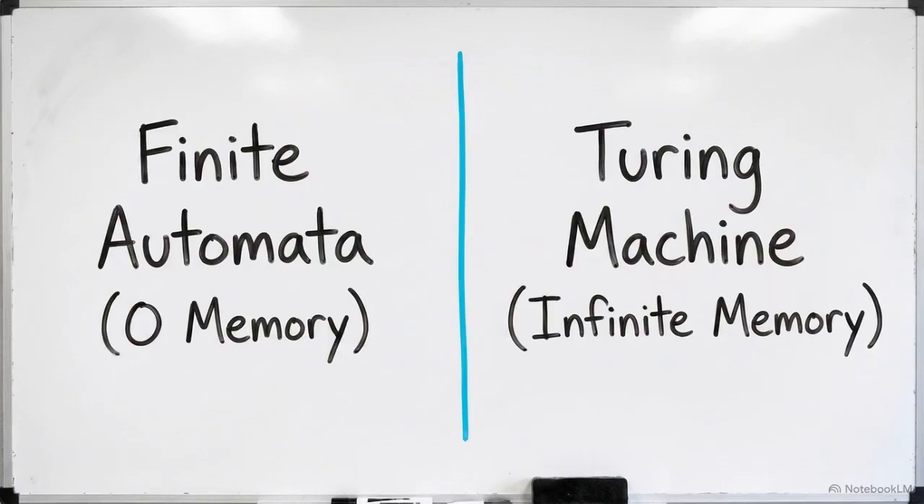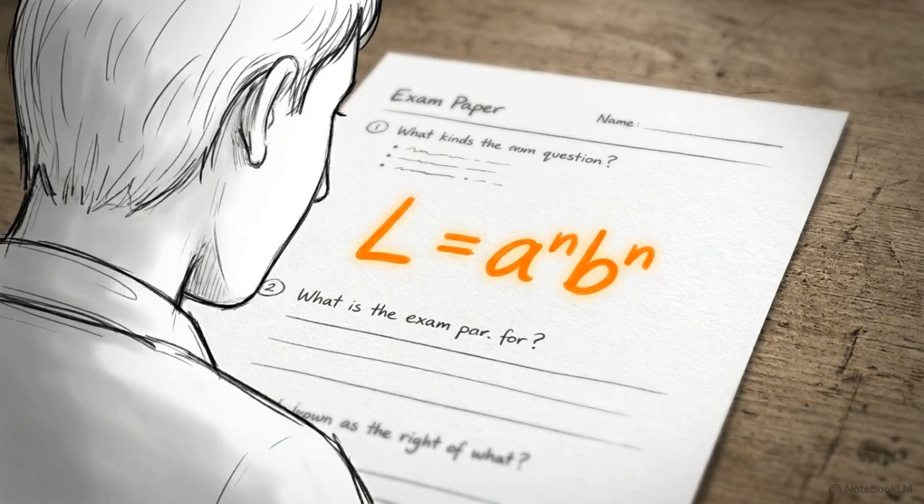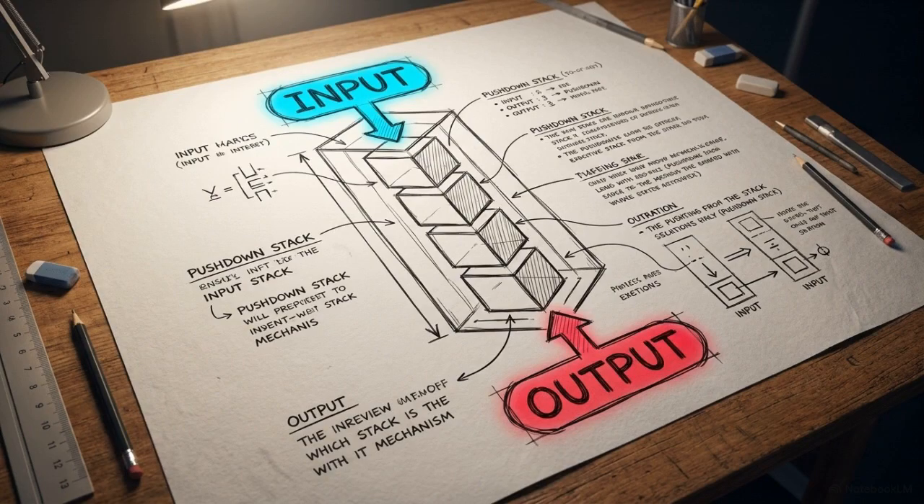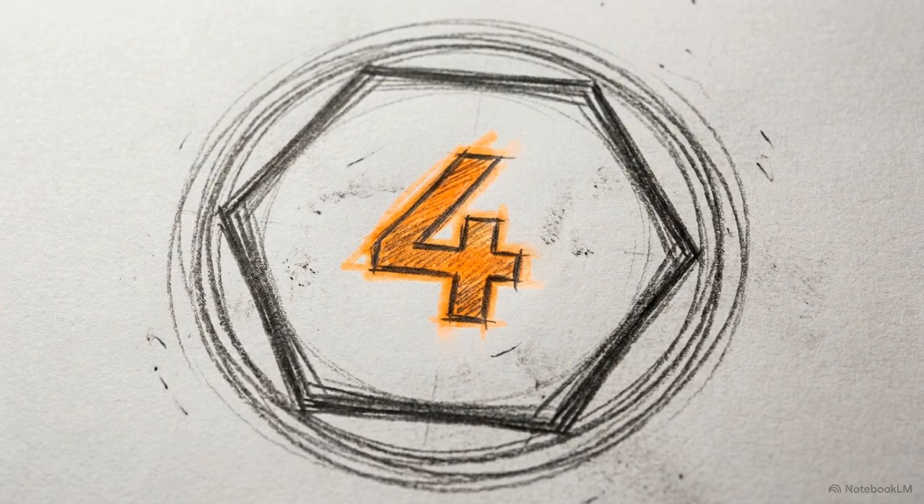Recognizing a language's memory boundary gives you an instant advantage. The moment you identify the language type in an exam question, you automatically know the exact machine architecture you have to construct to solve it. Let's apply this to context-free grammars.